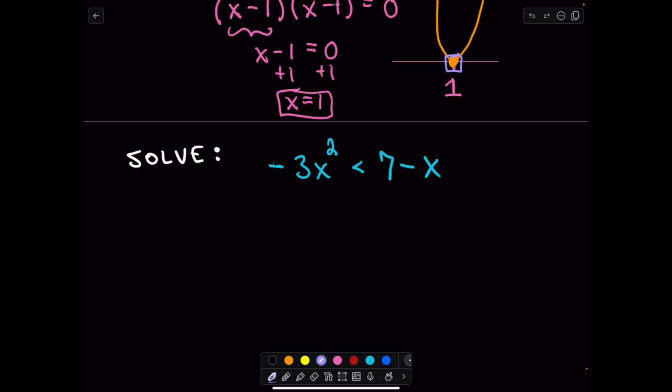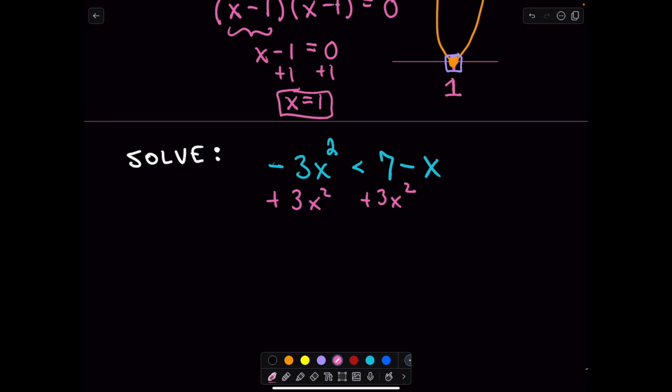Now let's suppose we want to solve negative 3x squared less than 7 minus x. So this is like what I said a second ago. I need to make one side 0. There's a couple different ways we could do it. We could take the 7 minus x and move it to the other side carefully. We would have to change some things. What I'm going to do, though, is add my 3x squared to both sides.